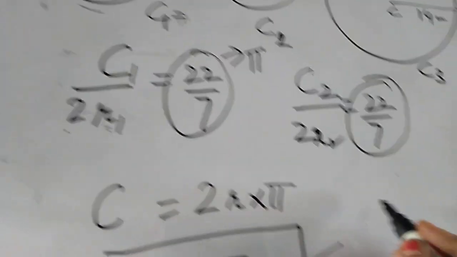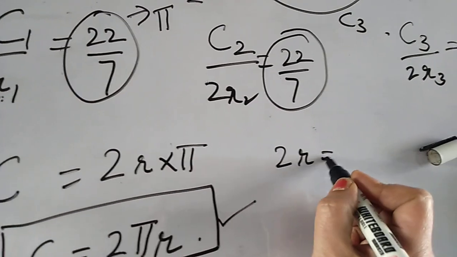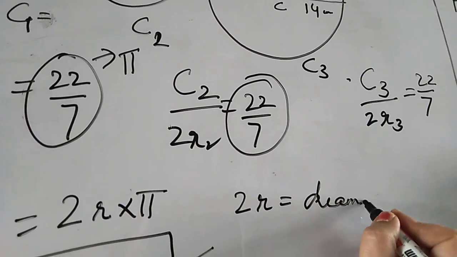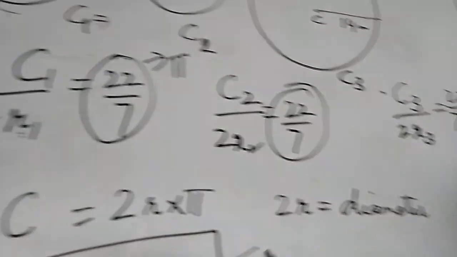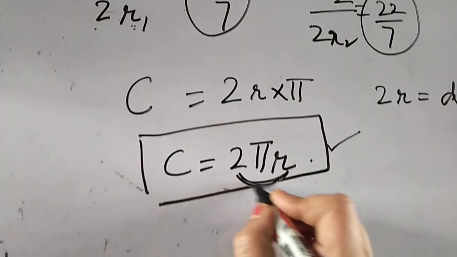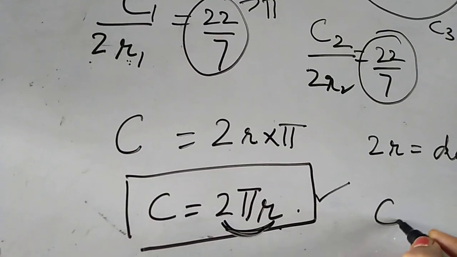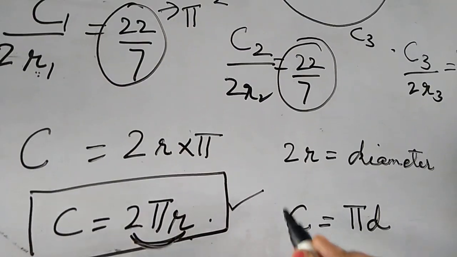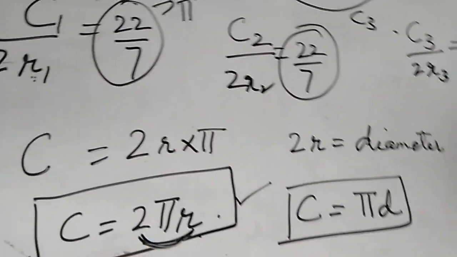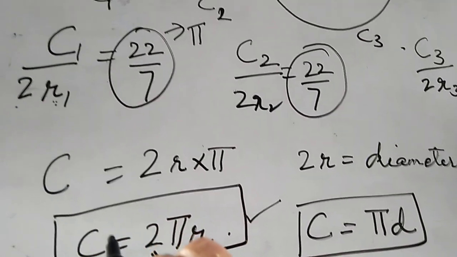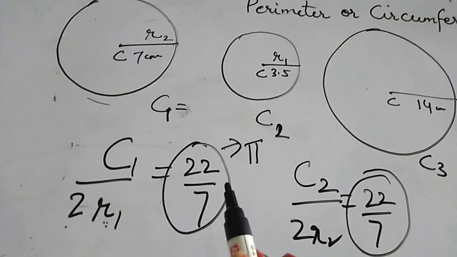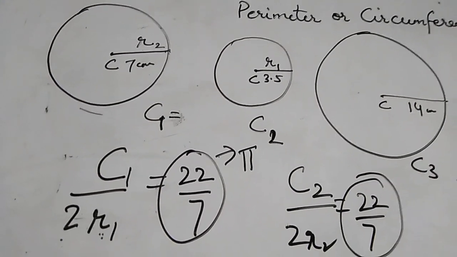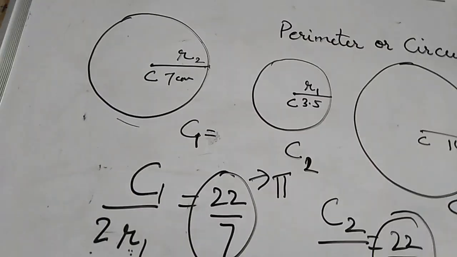And you all know that 2 times radius is equal to diameter. So you can also take 2r as diameter, and you can say circumference is equal to pi into diameter. Is that clear to all of you? I hope it is clear. How pi came and how this formula was derived. I am teaching you this derivation so that your concepts are clear.